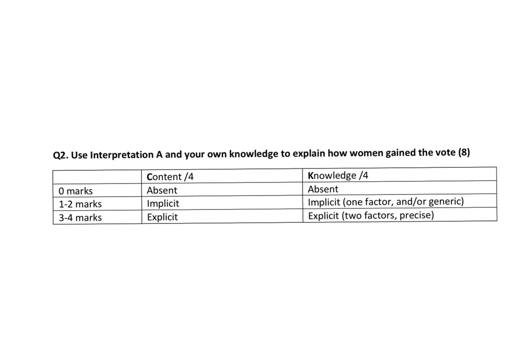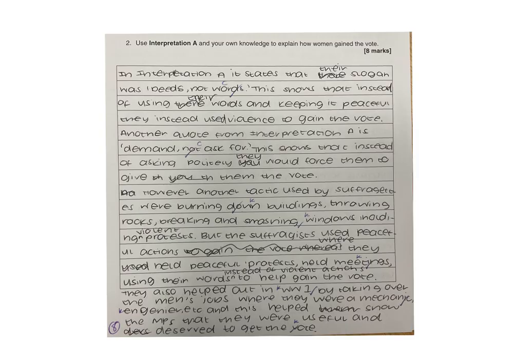Implicit knowledge is if you've got 2 or more factors but it's generic. So a sentence like the suffragettes were violent and the suffragists were not. That to me is implicit knowledge. It's not precise. So if your knowledge is generic or you've got really good understanding of just one factor, then that's a limitation there. 2 marks maximum for implicit content or knowledge. And then explicit use of the source and explicit knowledge, which is 2 or more factors and it is precise, means that you can gain up to 4 marks each for those skills in this 8-mark question.